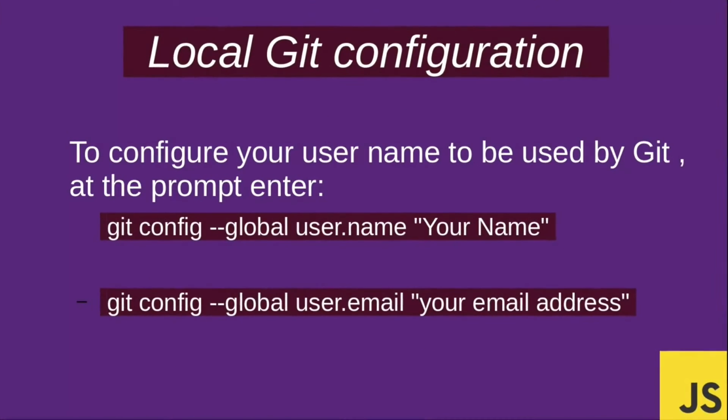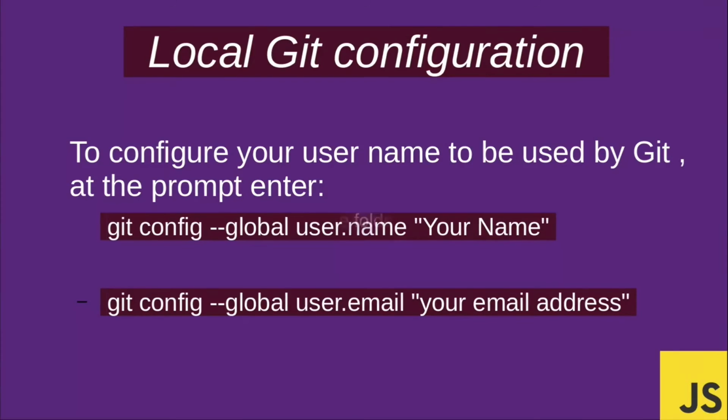Okay, as we ended in the previous tutorial, now you need to configure your username to be used by Git. To do that, at the prompt, enter git config --global user.name, and you put your name in double quotes. Then git config --global user.email, and there you put your email. The username and the email address are the ones that you created your GitHub account with, as we did in the previous tutorial.